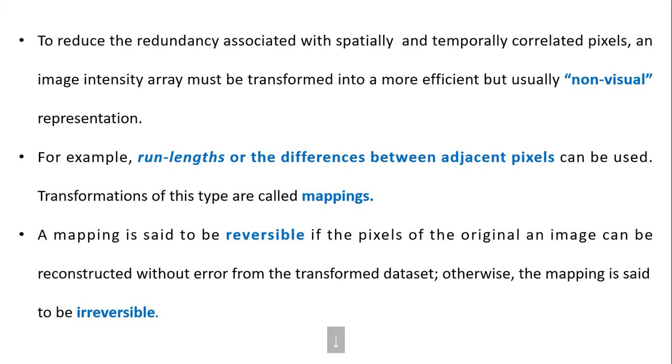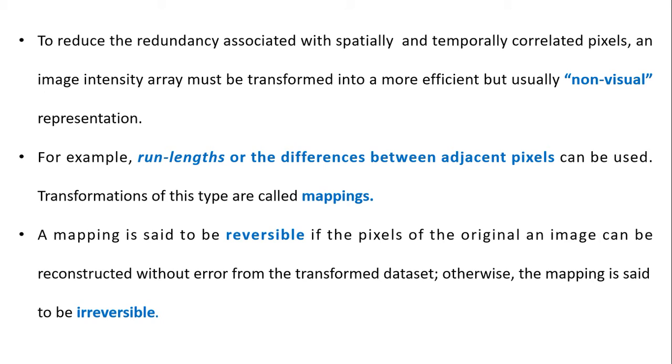These are the two types of redundancies, which may be vertical and horizontal. So generally in compression, both types of redundancies are taken into consideration, across vertical and across horizontal. To reduce the redundancy associated with spatially and temporally correlated pixels, that is, interpixel redundancies, an image intensity array must be transformed into a more efficient but visually non-visual representation.